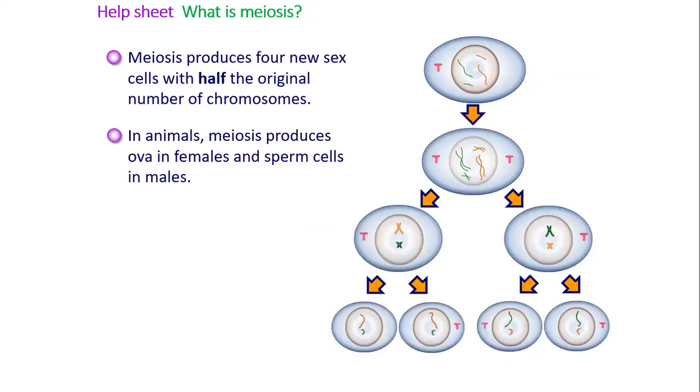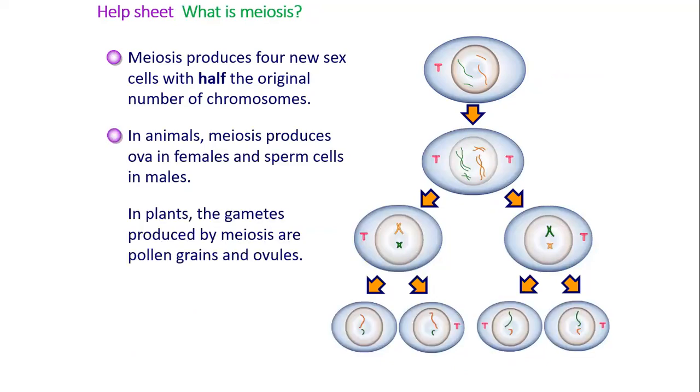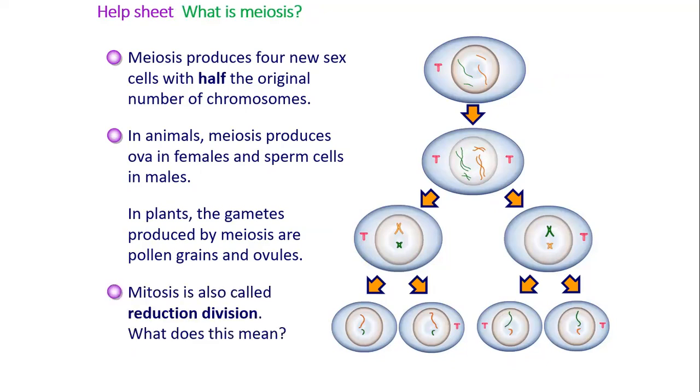In animals, meiosis produces ova in females and sperm cells in males. In plants, the gametes produced by meiosis are pollen grains and ovules. Meiosis is also called reduction division. So reduction division is, we're not just dividing, we're reducing the amount of chromosomes. So the reduction part of a division is actually the fact that we're reducing the number of chromosomes.